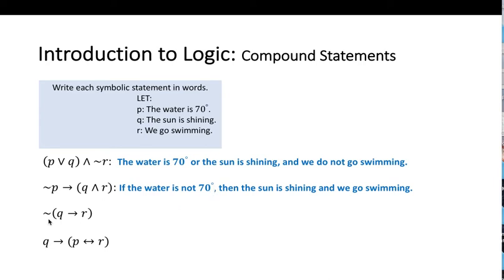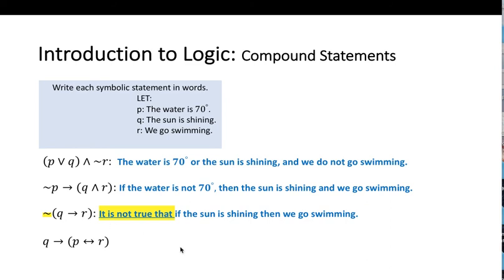Okay, the next one is this negation in front of a parenthesis. It is not true that if the sun is shining, then we go swimming. The negation in front of a parenthesis, the way you indicate that using words is you put it is not true that in front of the statement that is in parentheses. So it is not true that if the sun is shining, then we go swimming.